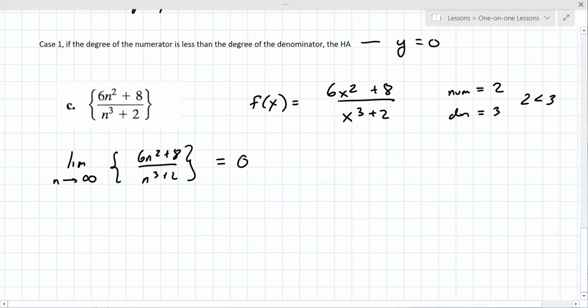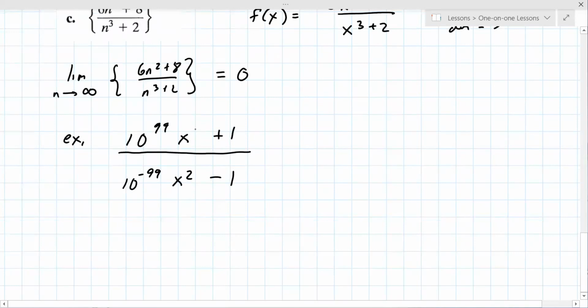Okay, now let me make another example here that's really meant to analyze this. Let's say it's 10 to the 99 x plus 1 over 10 to the minus 99 x squared minus 1. What is the degree of the numerator here? 1. What's the degree of the denominator? 2. So it doesn't have anything to do with this being a huge number and this being a really small number. It's all irrelevant in the long term. Since 1 is less than 2, this thing goes to 0.